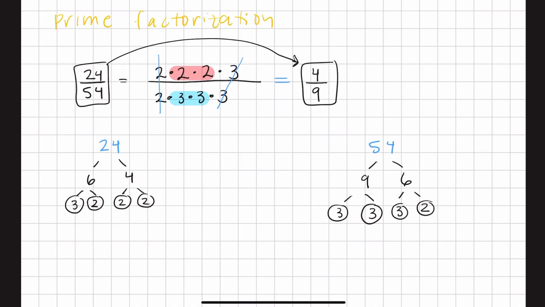So this fraction in its simplest form is actually 4 over 9. Now that was super complicated and long. Maybe you would have noticed that both of these are just divisible by 6 and just cut straight to that. Divide both the top and the bottom by 6 and you would have gotten 4 over 9.